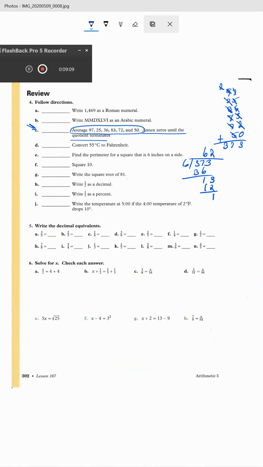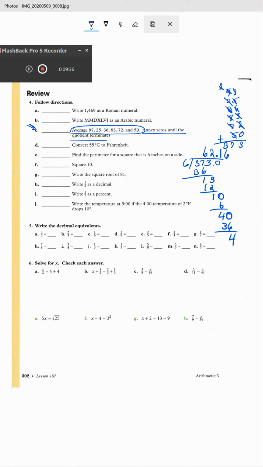So they want me to keep annexing zeros. So I'm going to put a decimal here, and I'm just going to add a 0. You're technically adding it up here too, but you don't have to take the time to write that if you can keep that in your head. 6 into 10 is once. Now I have 4 as a remainder. I'm going to annex or add another 0. 6 into 40 is 6.